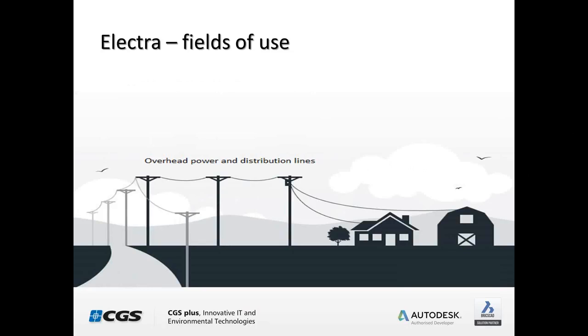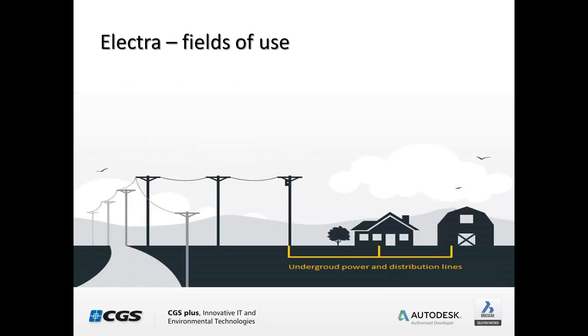Okay, so where is Electra used? The fields of use for Electra: we are basically targeting all the overhead power and distribution lines operators. So basically electricity power line distributors, telecommunications cable distributors, all the municipalities which deal with the distribution of any kind of communication lines. But not only overhead, Electra can also be used for the underground power and distribution lines. So there is the functionality there to design the underground cables as well.